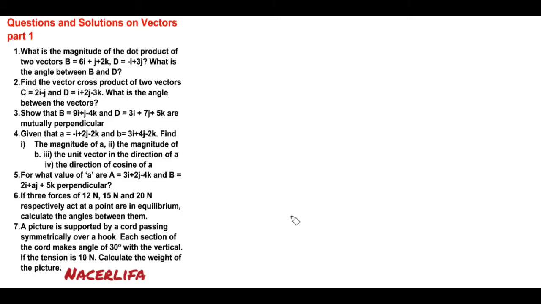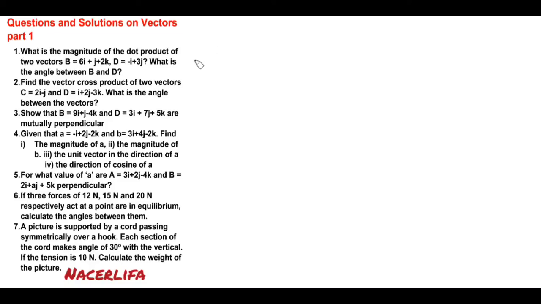In today's tutorial video, we shall be solving these questions on vectors. Question number 1: what is the magnitude of the dot product of these two vectors, B and D? And you should find the angle between them. Number 2 says, find the vector cross product of. So we shall be solving these problems before us.